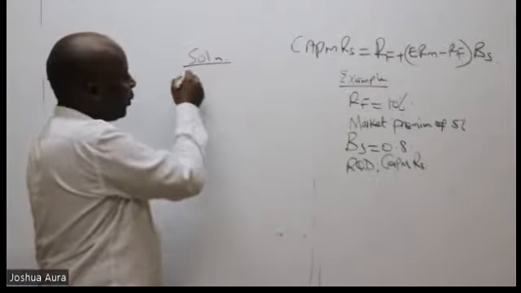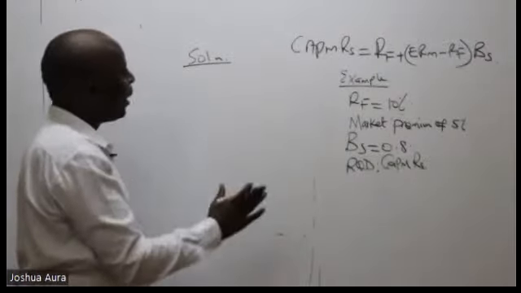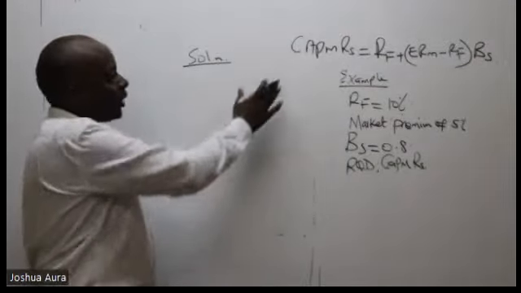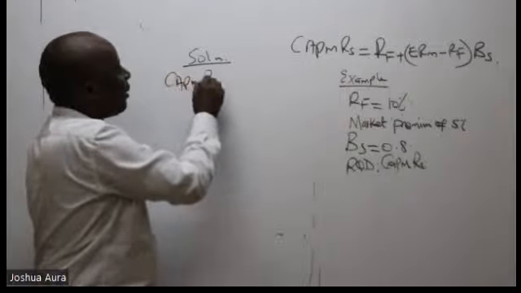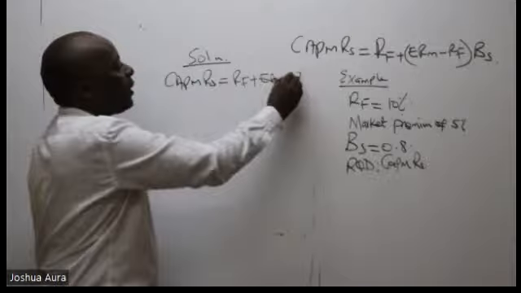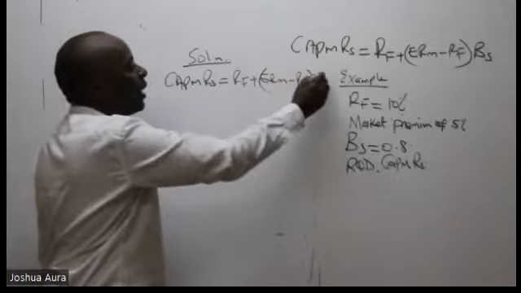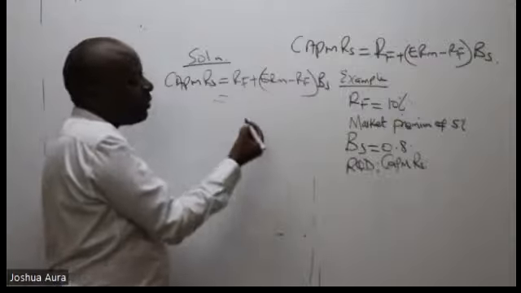We know the formula, and this is something we would want to have at the back of our mind throughout. We can't go to an exam without knowing the CAPM formula, really. So CAPM returns will be equal to risk-free plus expected returns of the market minus risk-free, multiplied by beta of a security. The risk-free has already been provided.